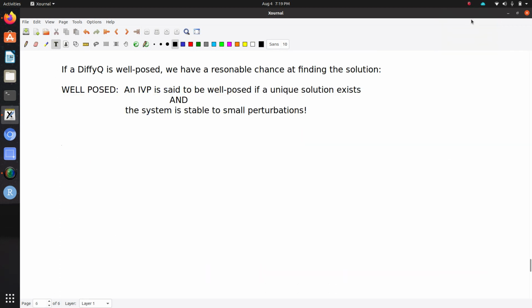So in order for it to be well posed, first of all, it has to have a unique solution, which we already showed, but also the system has to be stable to small perturbations. Well, what does that mean? It means if you change the initial conditions a little bit, or if you change the differential equation a little bit, you'll still end up close to the correct answer. It's the opposite of chaos. It means that small changes in the problem cause small changes in the answer.